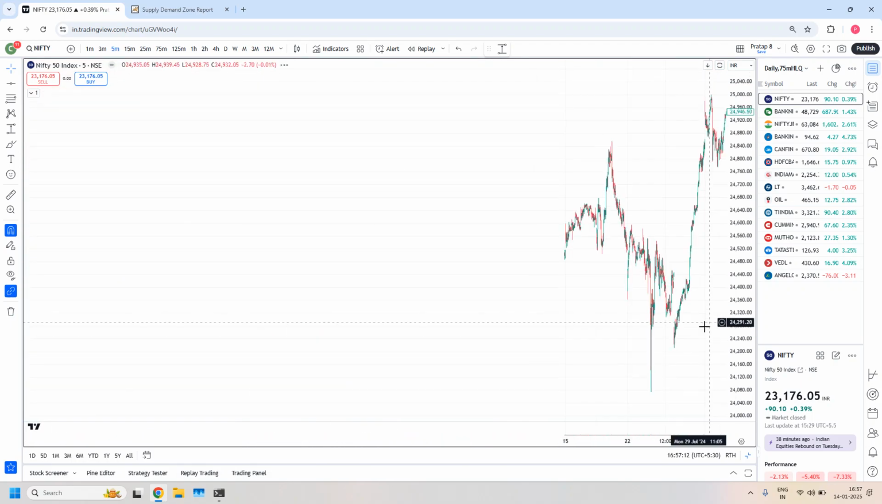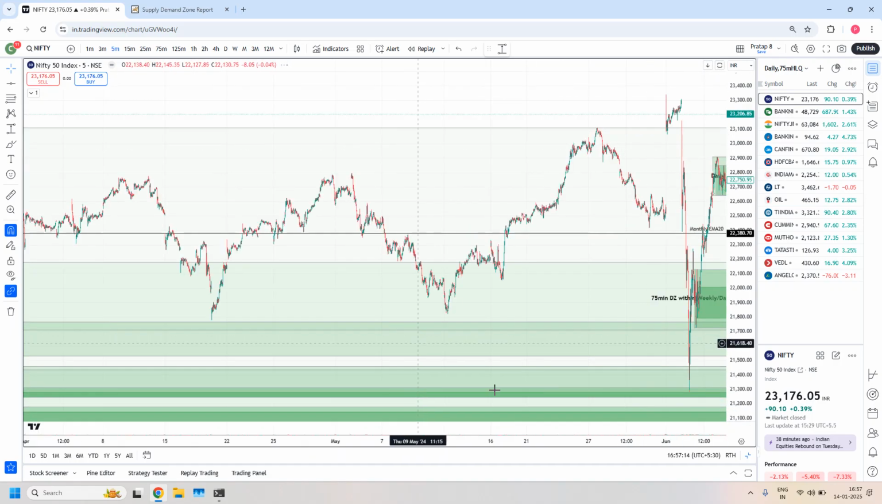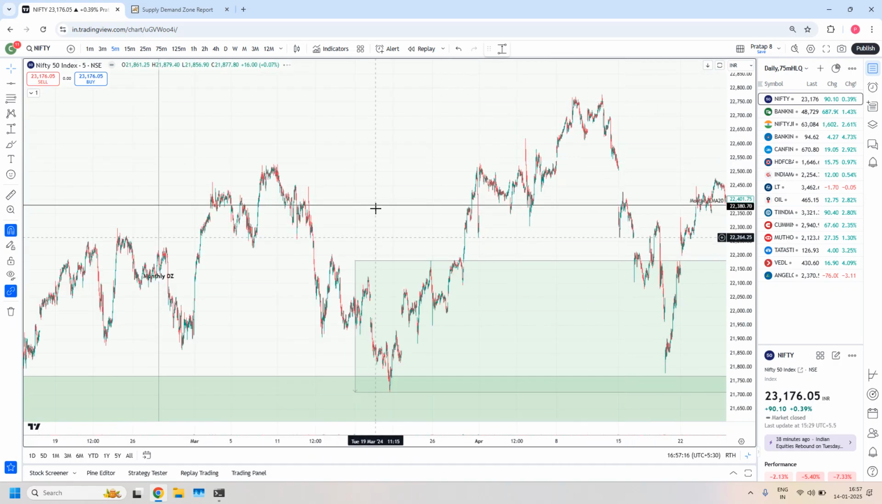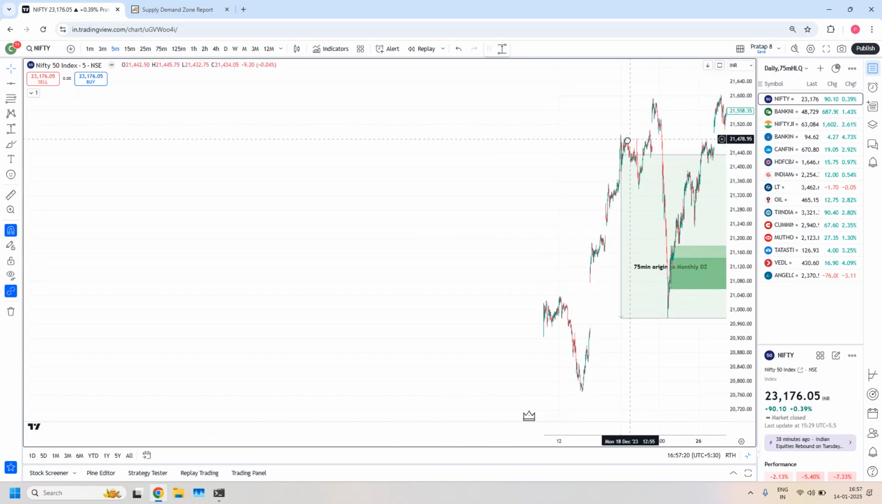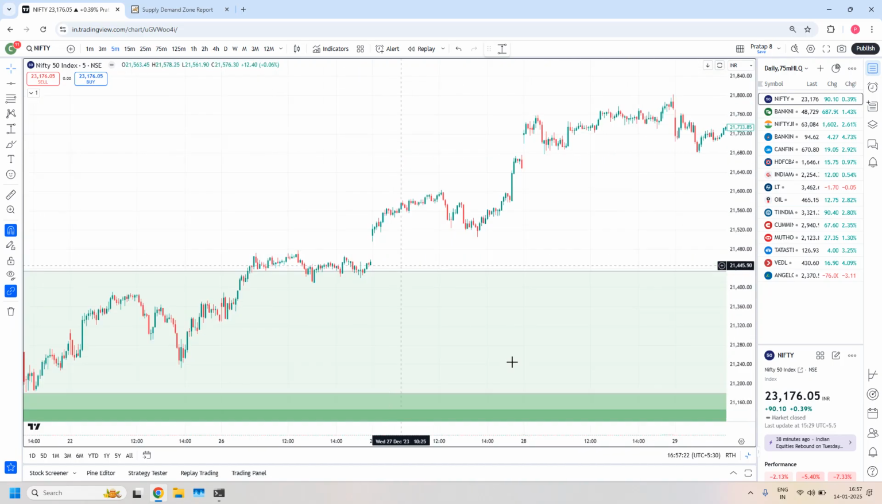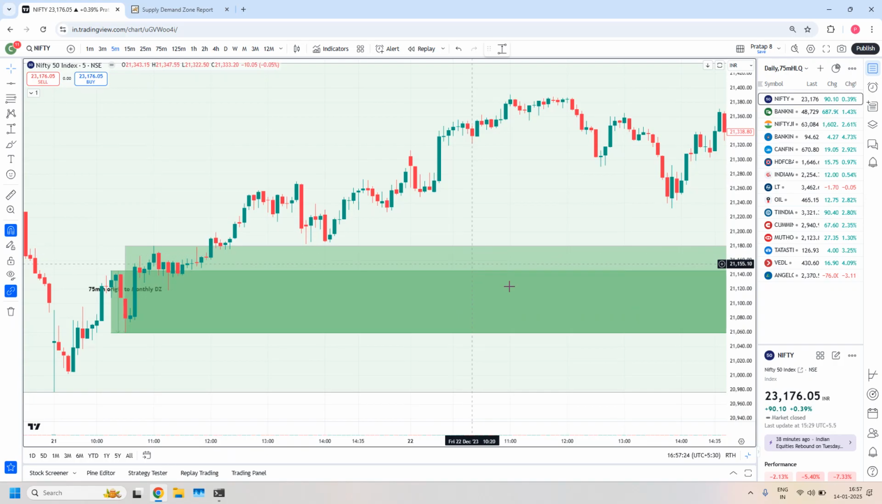Okay, now let's go from bottom to top. The lowest order flows first let me analyze, and then go to the nearest to the current price. Is it having any fine-tuned 5-minute zone? Yes. It is having a drop base rally, a fresh zone. It is not yet tested so far.